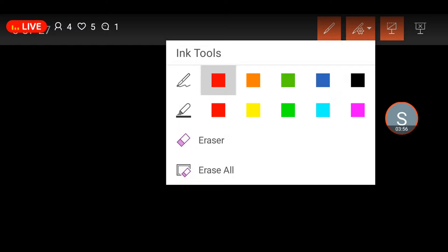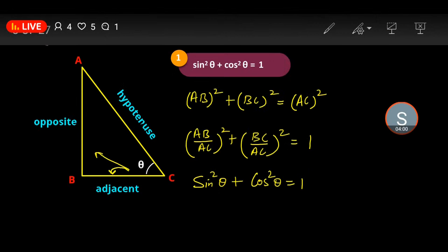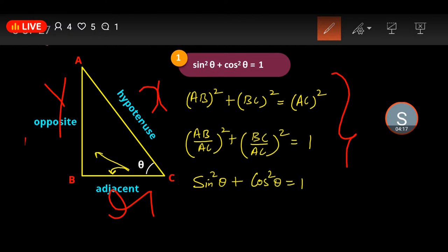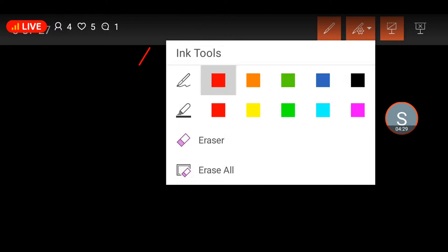Now, as I said, consider this opposite side as y, adjacent side as x, and hypotenuse as r. By doing this, we can derive this formula. What I'll do is use Pythagoras: y square plus x square is equals to r square.